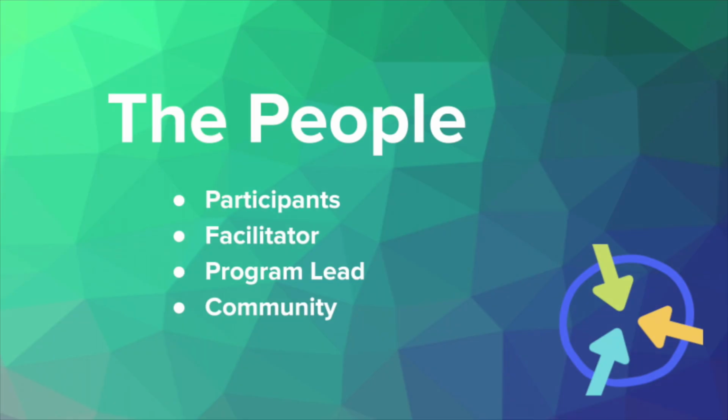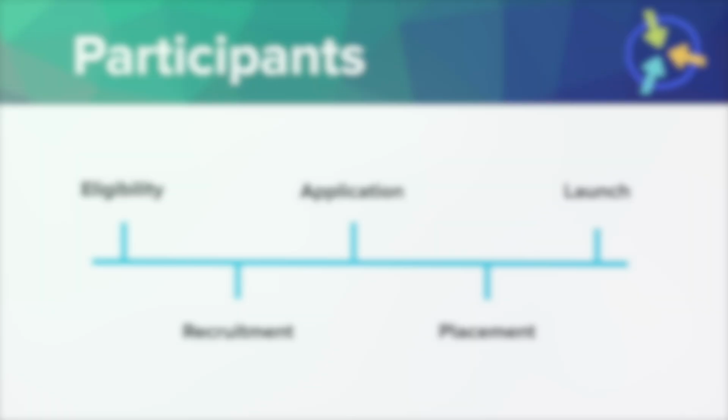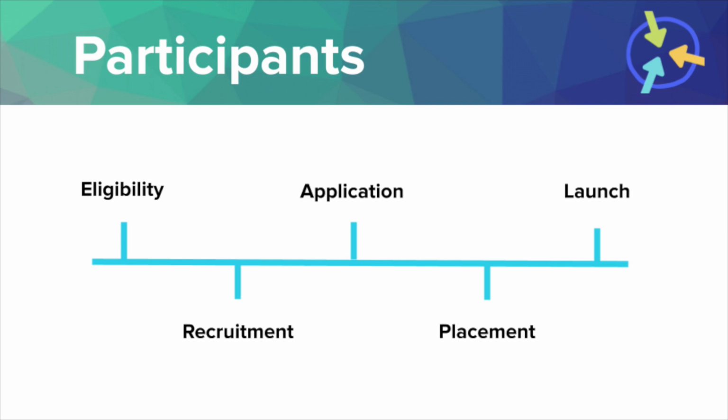Now that we're through the major parts of program design, let's move on to discussing the people that make youth philanthropy programming possible. First, of course, we have the participants. There is a basic timeline of steps that will need to happen to get program participants in place.